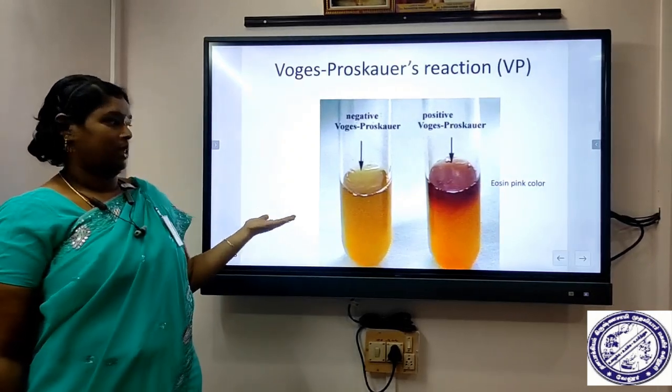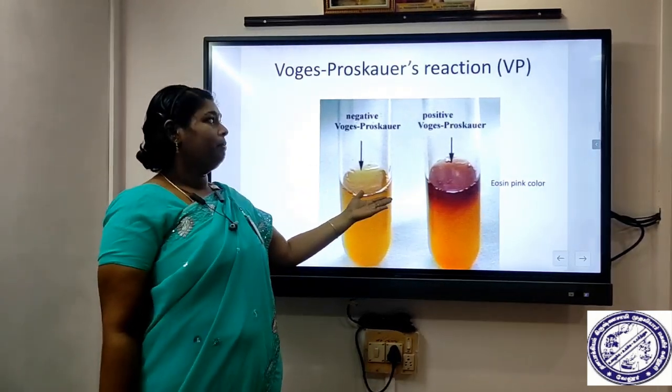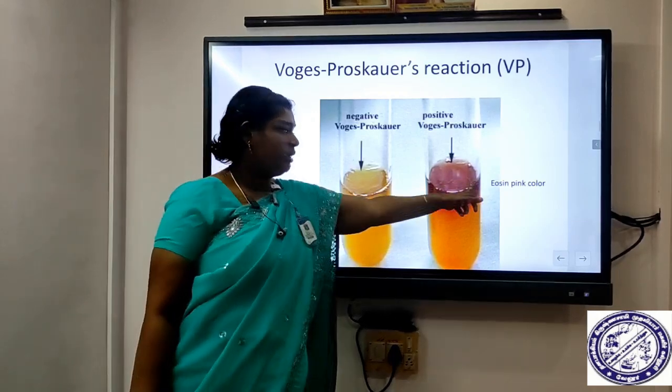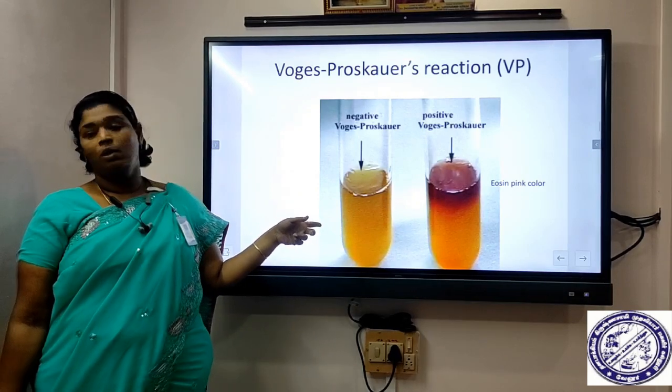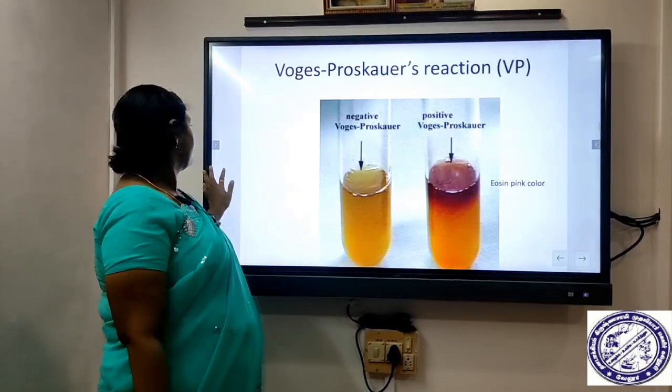So this is the positive test for the VP reaction. This is the eosin pink color formed at the top of the medium. This is the negative test for the Voges-Proskauer reaction.